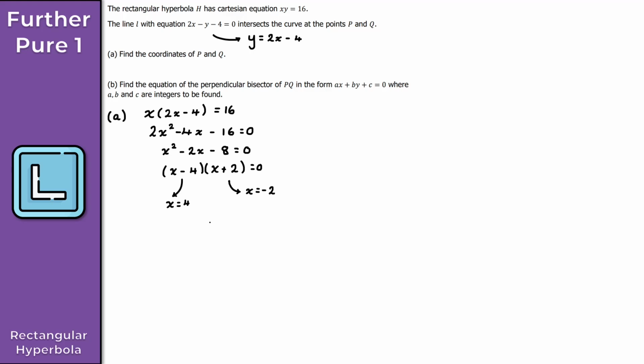Okay. But what we also need here then is the respective y solution. So going back to this equation here then, or this equation, it doesn't matter, it's completely up to you. y is equal to 2 lots of x minus 4. So for example then, when x equals 4, let's do that up here. So when x equals 4, y is equal to 2 lots of 4. So that's 8 minus 4.